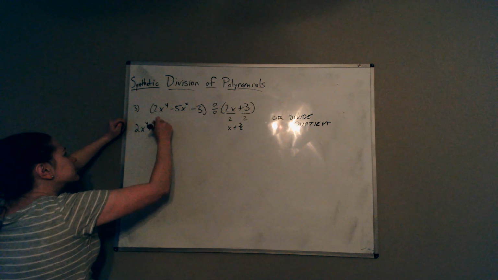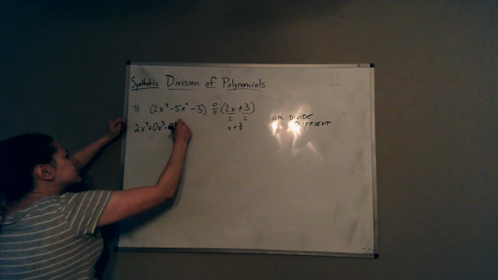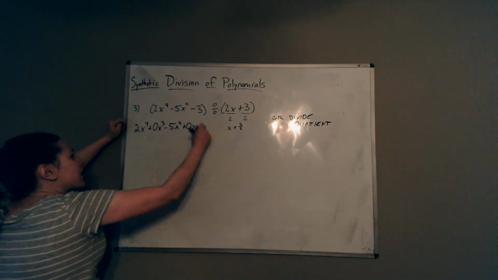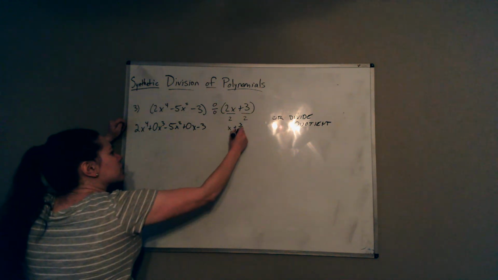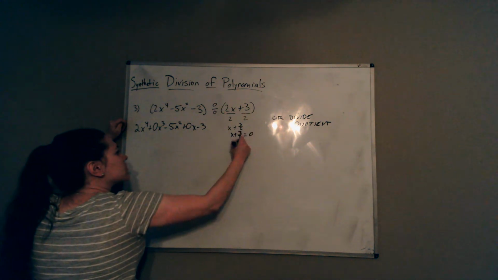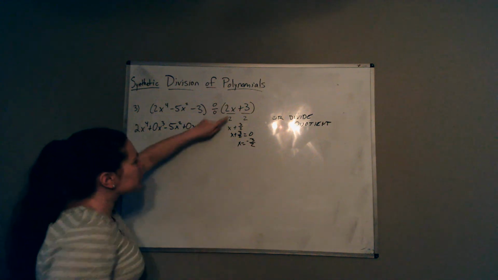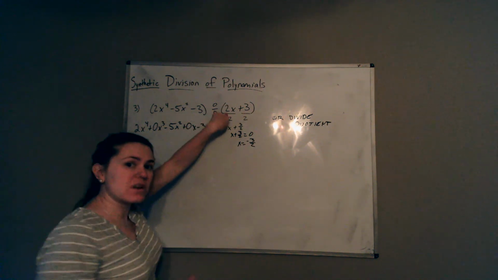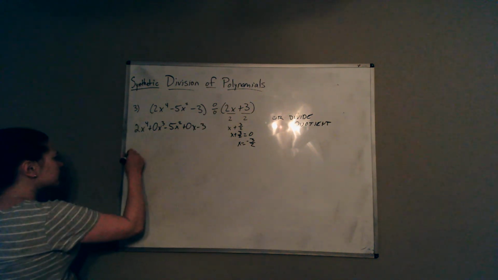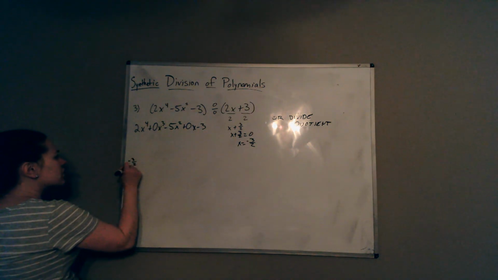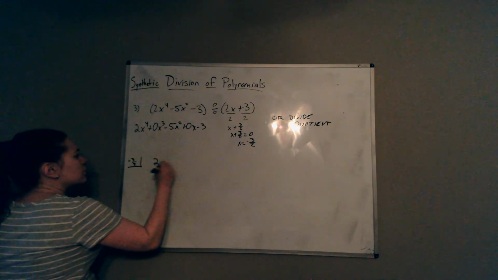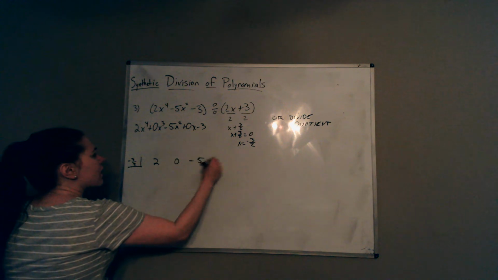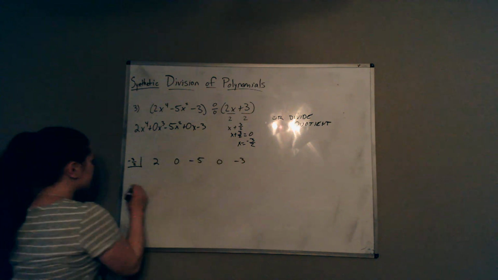Okay, so what makes x plus 3 halves equal 0? That's going to be negative 3 halves, which would be the same as if you just said 2x plus 3 equal to 0. Okay, so we've got negative 3 halves. Okay, now we put 2, 0, negative 5, 0, negative 3.